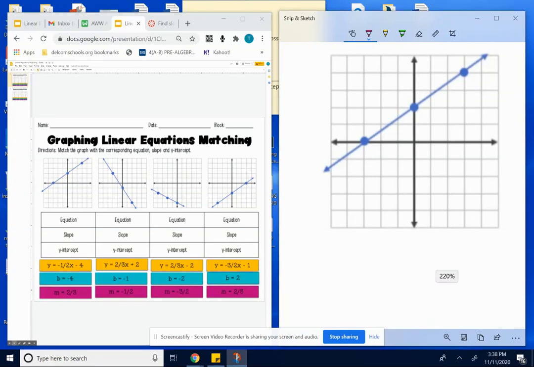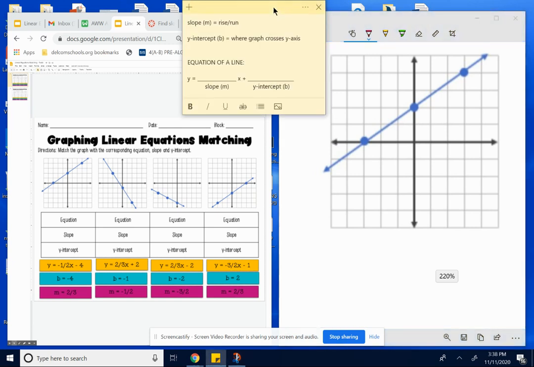Okay, in this lesson, we're going to practice with linear equations. We're going to focus on slope, y-intercept, and the equation. Okay, just a real quick review here on the post-it.